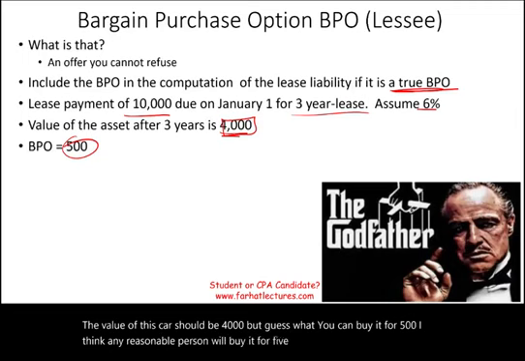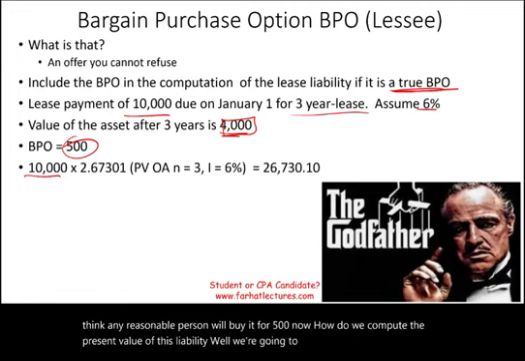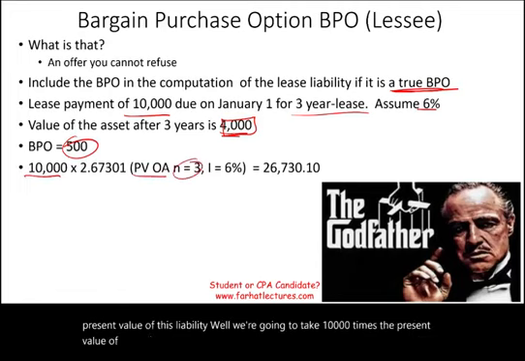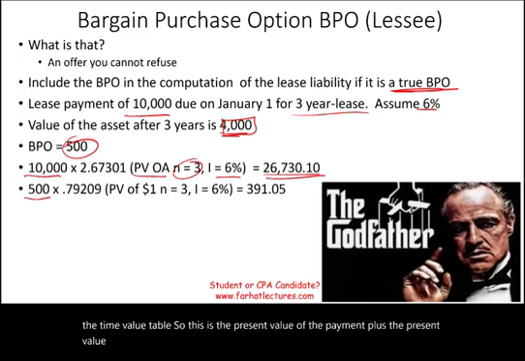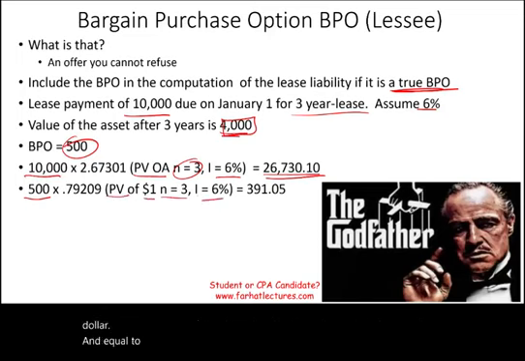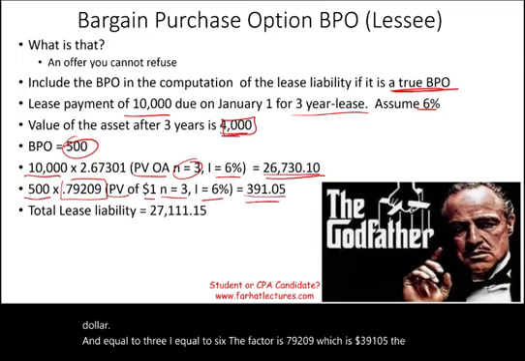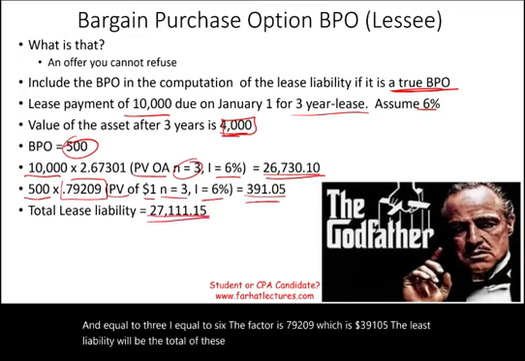Now, how do we compute the present value of this liability? Well, we're going to take 10,000 times the present value of an ordinary annuity, n equal to 3, i equal to 6, which is 2.67301 from the time value table. So this is the present value of the payment, plus the present value of the 500 discounted using the present value of a single sum, $1, n equal to 3, i equal to 6. The factor is 0.79209, which is $391.05. The lease liability will be the total of these two, $27,111.15.